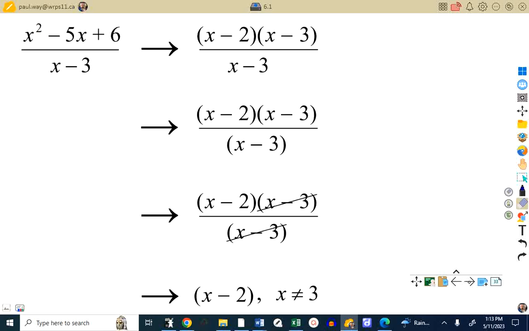A point I want to make, though, right now, before we finish off this lesson with the last set of examples, is this. This non-permissible value survives the onslaught of canceling. It doesn't matter that that x minus 3 canceled. X is still not allowed to be 3 in that expression. I know you might look at that and go, well, I can put 3 in there. 3 minus 2 is 1. I'm telling you, you're not allowed to, because you weren't allowed to in the original expression.